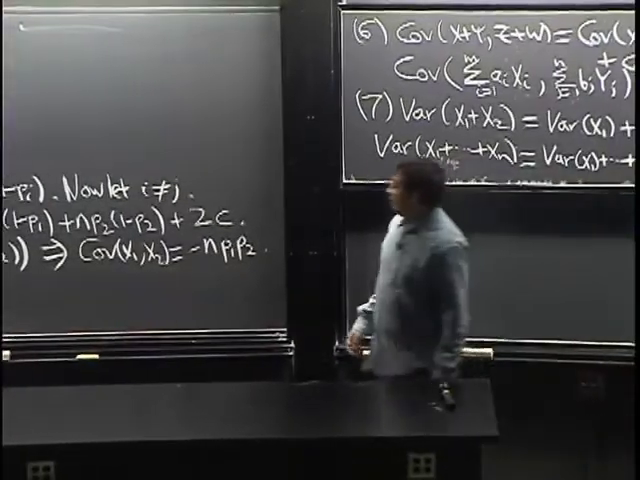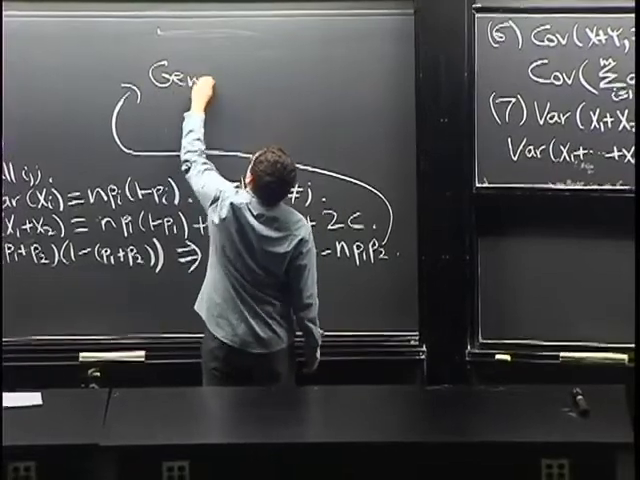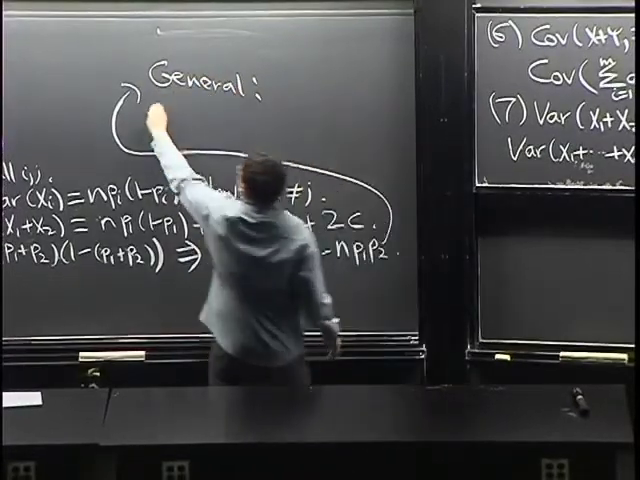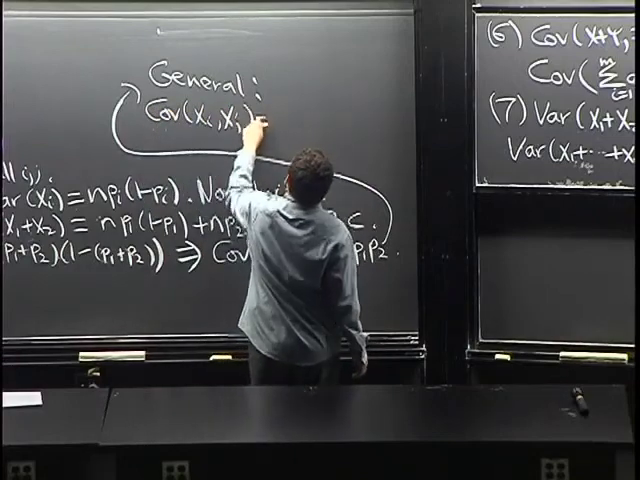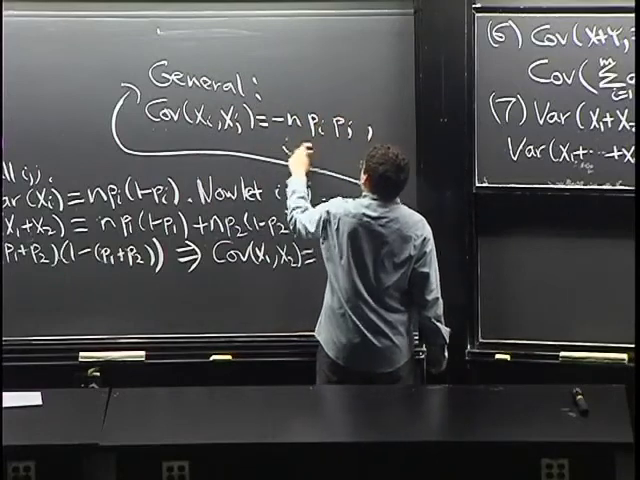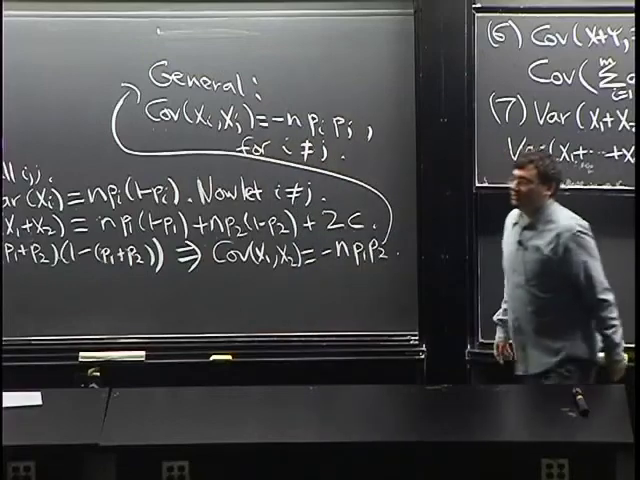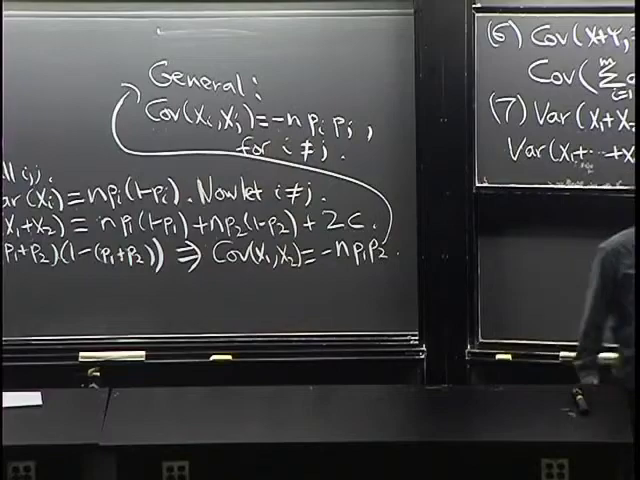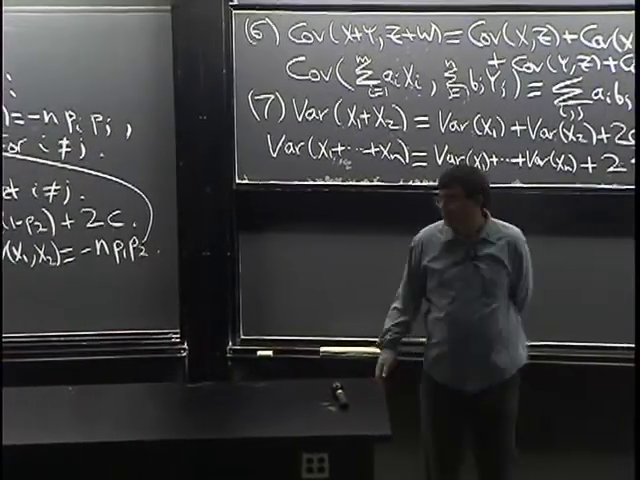And in general, that was just for x1 and x2, just for concreteness. The general result would be the covariance of xi, xj equals minus n pi pj for i not equal to j. Notice it is a negative number. So that's the covariance in the multinomial.